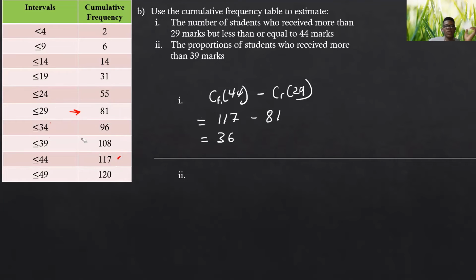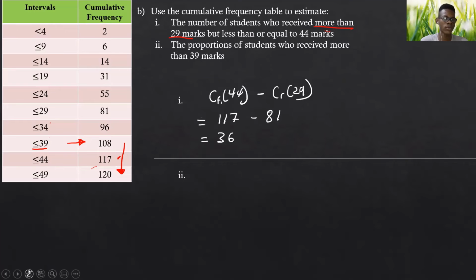Now in the second question, it says more than. Both questions are asking for more than, right? In this case, it asks for the portion of students who received more than 39 marks. We have to find the amount of students and then find the fraction. So if we're looking at more than 39, we come to 39. And as I said, more than is this direction, you go straight down. Because it didn't say more than but less than some other value, you go straight down to the total cumulative frequency, to the bottom.